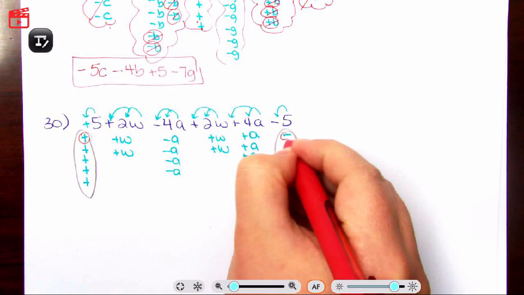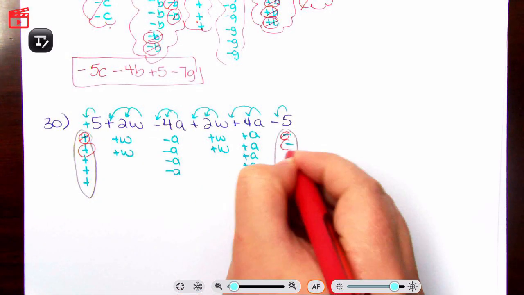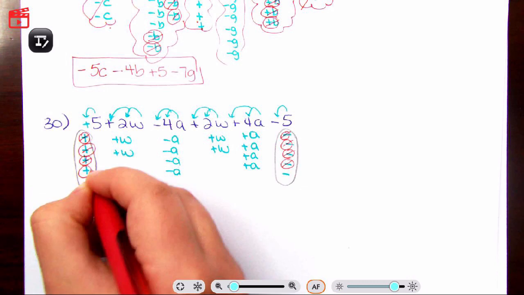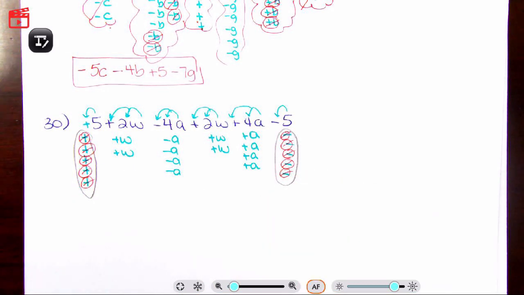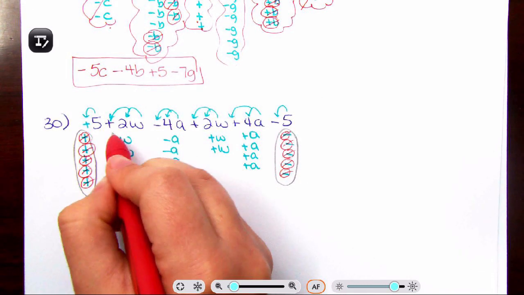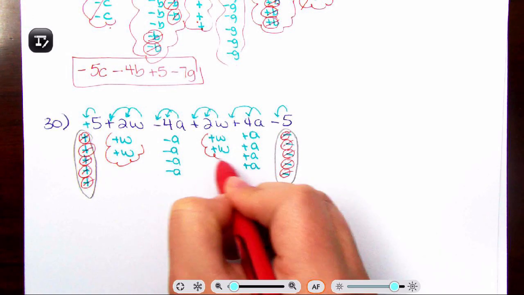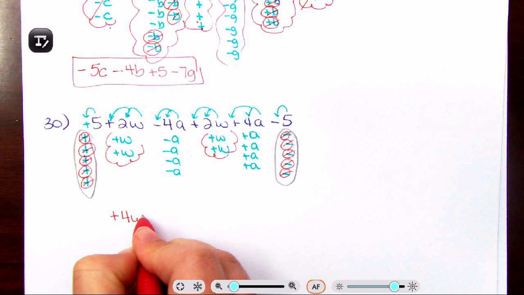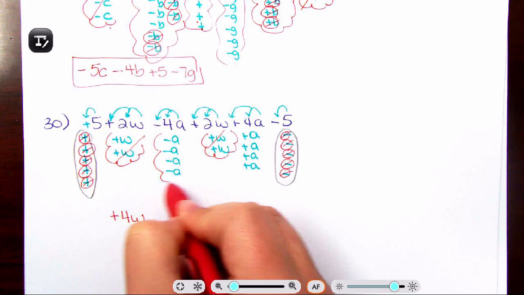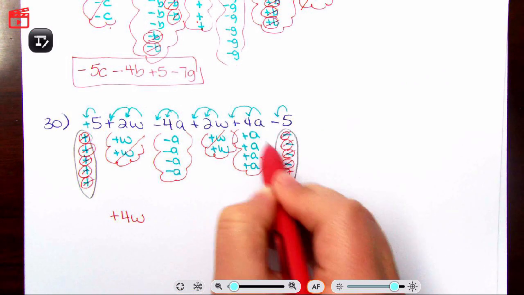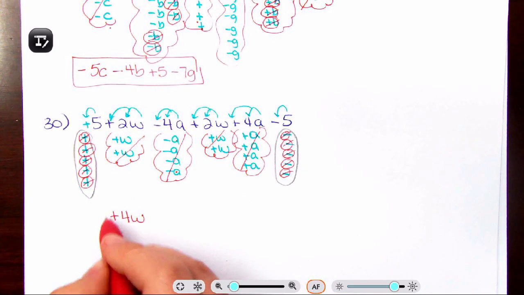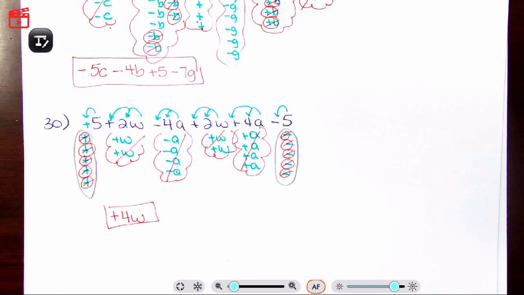So 1 zero pair is 1 plus and 1 minus. That goes away. Next thing I notice is I have W's. I have W's here and I have W's here. These are all pluses, so I have plus 4W. Next I have 4 minus A's and 4 plus A's. So if I have 4 minus A's and 4 plus A's, these are all 0 pairs. They go away. And your answer is plus 4W.